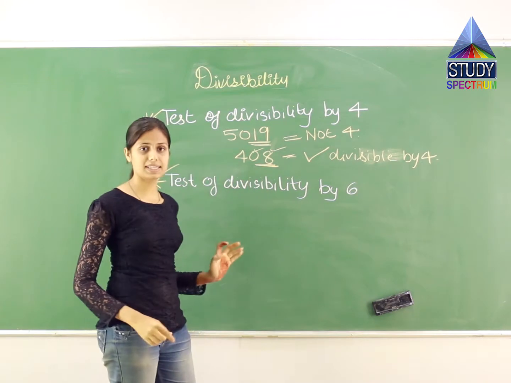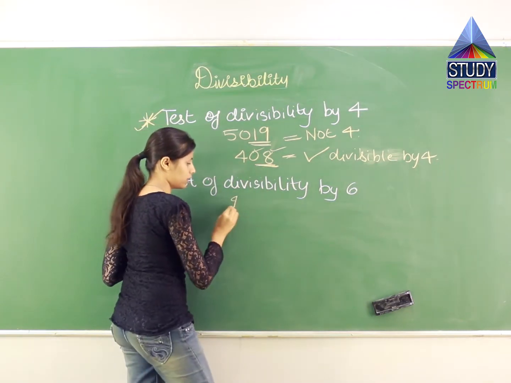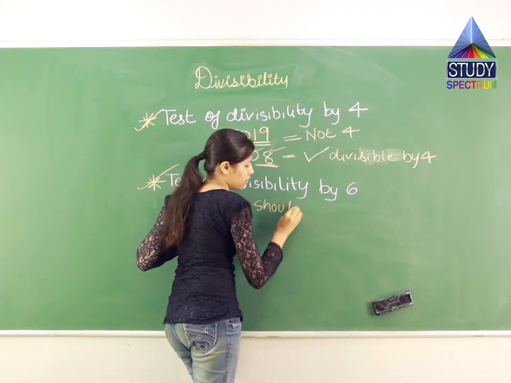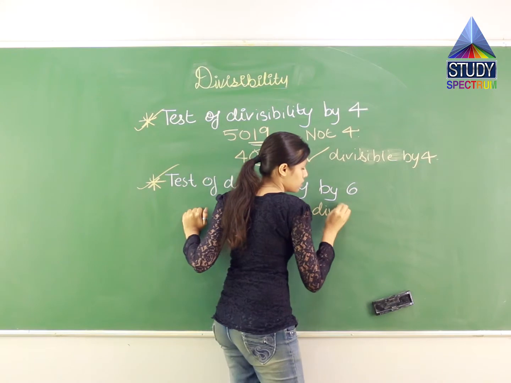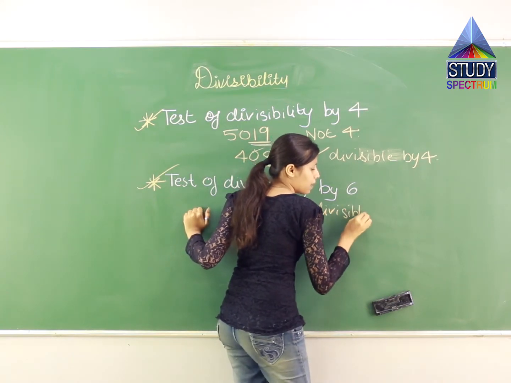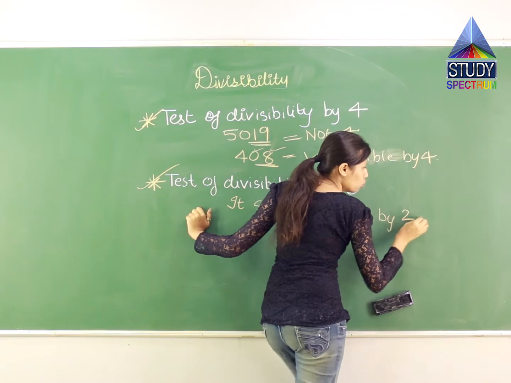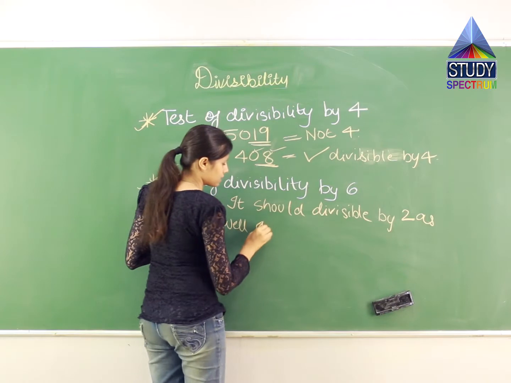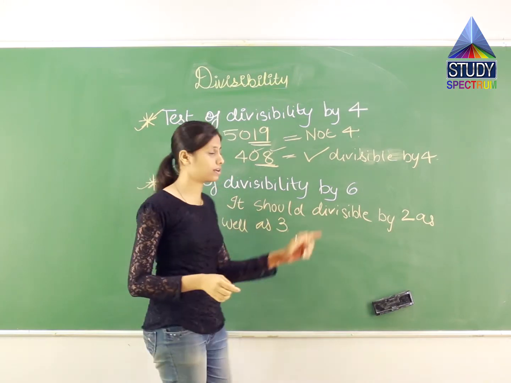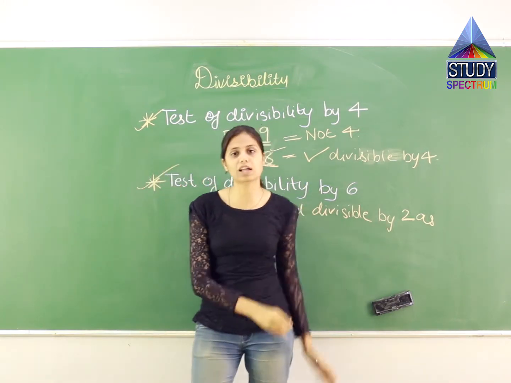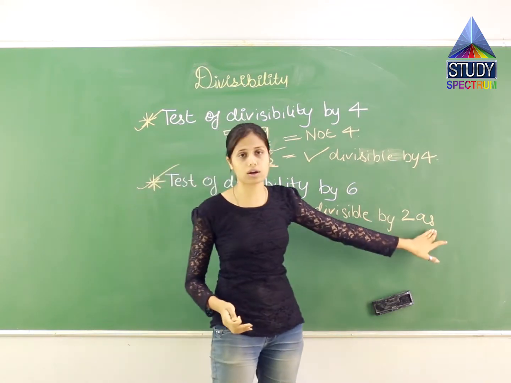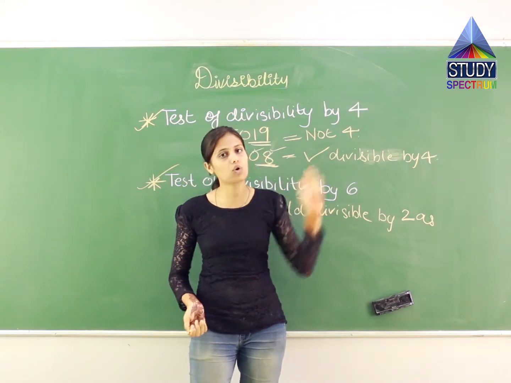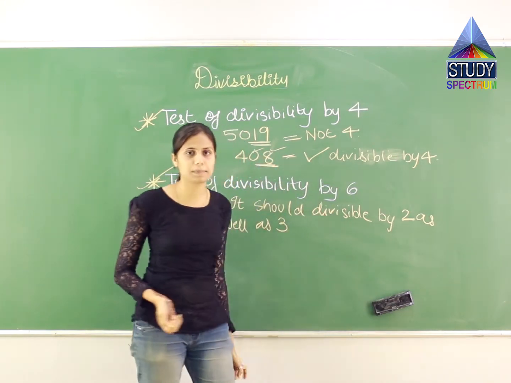So test of divisibility by 6. What are the conditions? The number should be divisible by 2 as well as 3. So can you see over here? Not only either 2 or 3. I have not said or. It is as well as. Means it is a compulsion that it should be divisible by 2 also and 3 also, like the previous example.